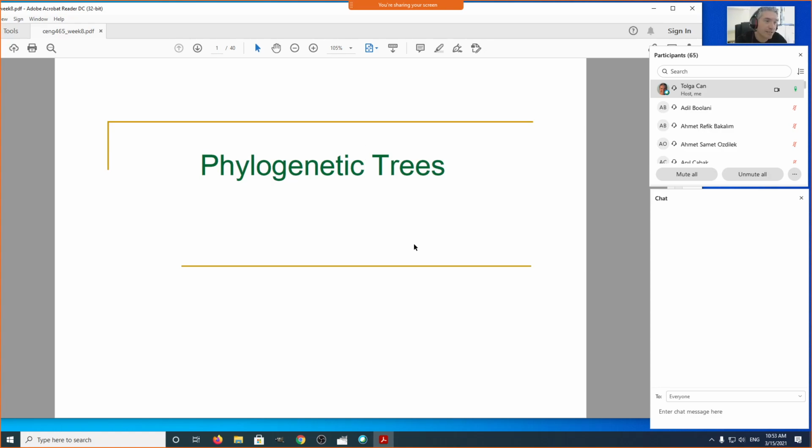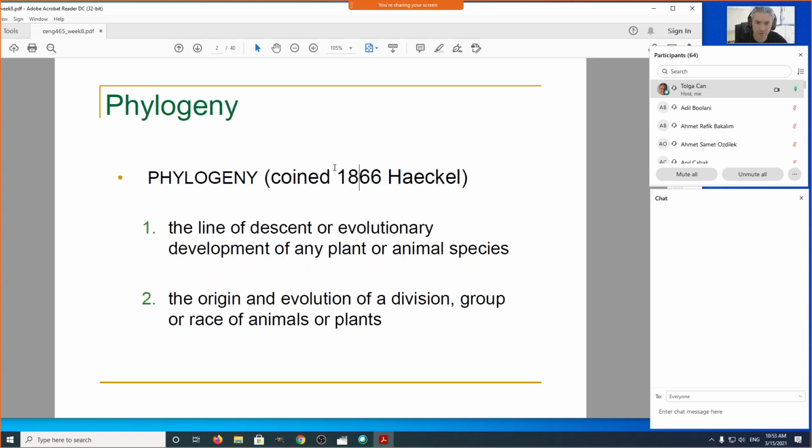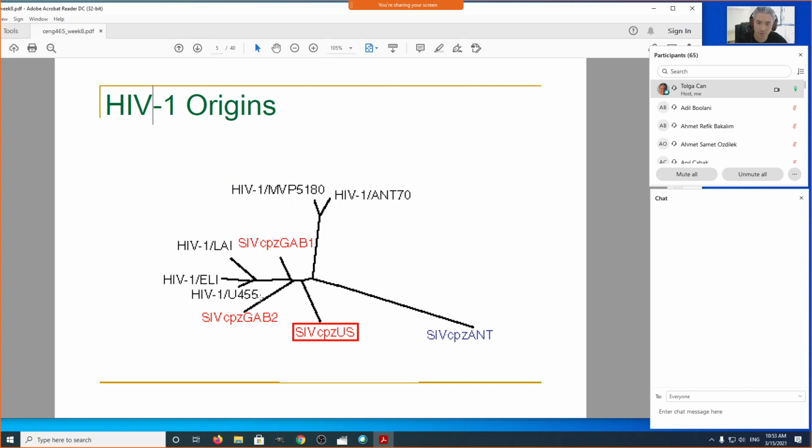Close by objects, in terms of their genetic properties, should be close on this tree. They should be clustered together. And far away objects should be far away from each other. So it was actually in the second half of the 19th century. This is the term coined by Haeckel, and is defined as the line of descent or evolutionary development of any plant or animal species. So let me just show you different trees.